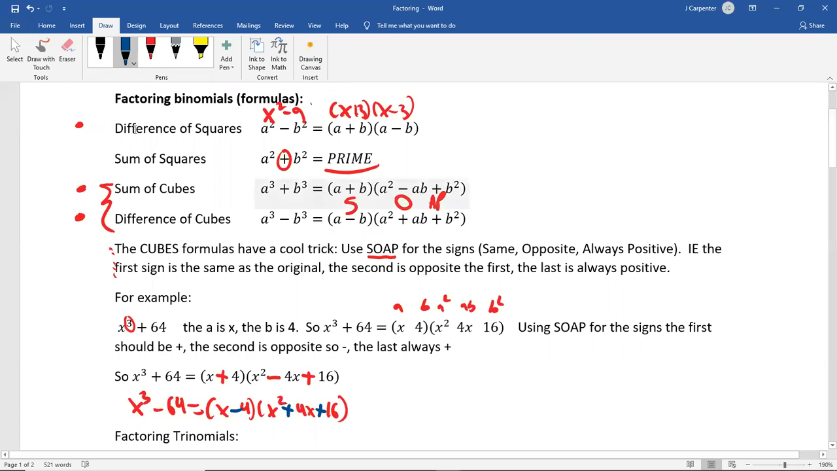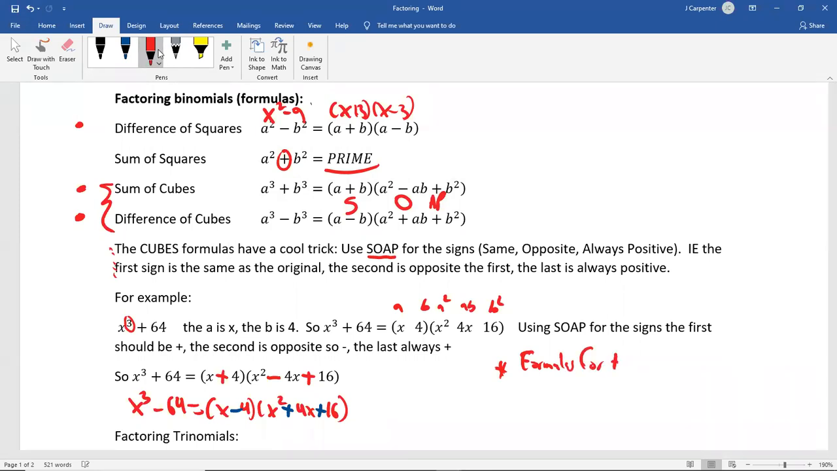Okay, cool. So those are our binomials. Now, there are formulas for some trinomials, things with 3 terms. So I'm going to add something to the side here, that we have some formulas for trinomials. I'm writing the wrong side, swapping my left and right. It goes a squared plus 2ab plus b squared is equal to (a plus b) squared, and a squared minus 2ab plus b squared is equal to (a minus b) squared.